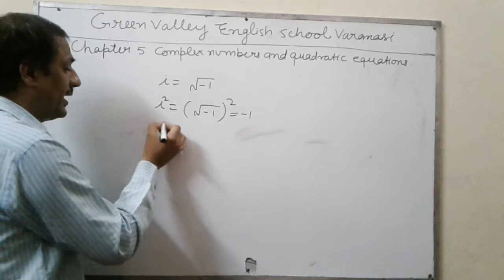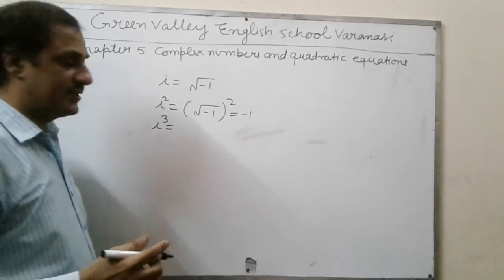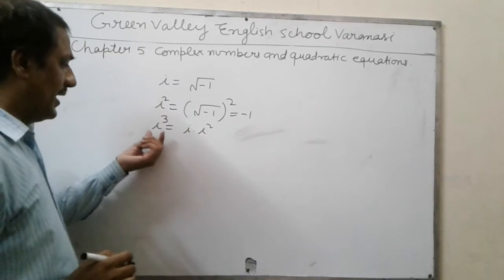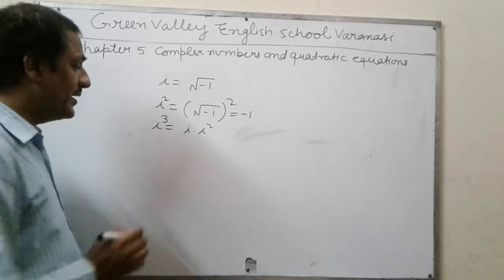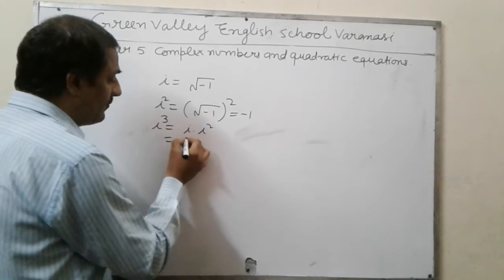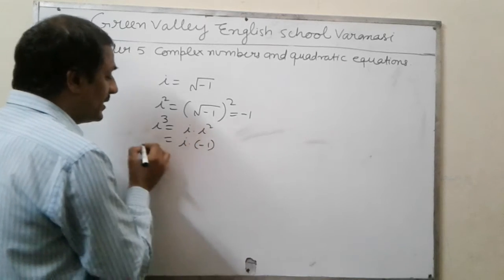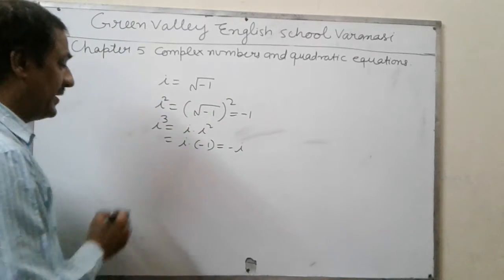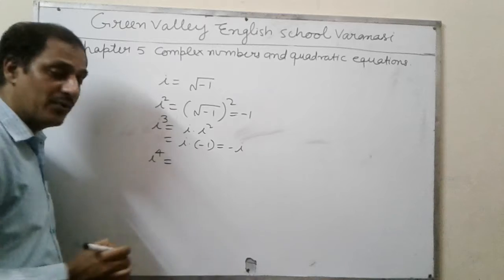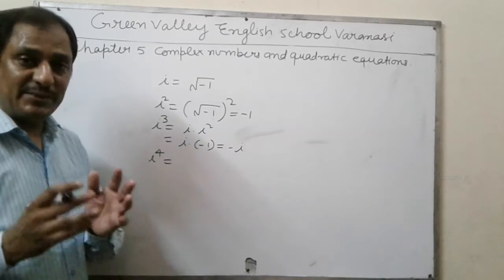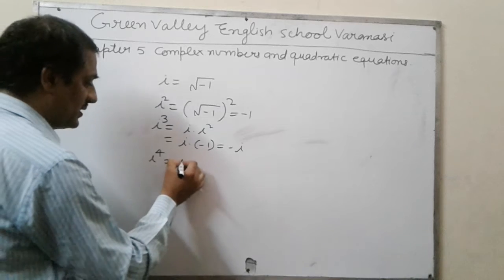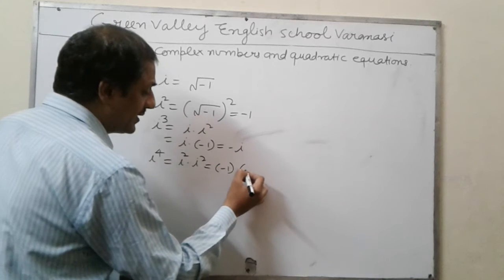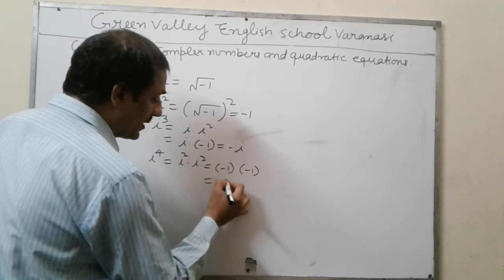Now i cube, the value of i cube is equal to what? i cube is equal to i into i square, and we know that the value of i square is minus 1. Now the value of i cube will become minus i. i cube is equal to minus i, and i power 4 equal to what? We can write i power 4 as the product of i square into i square. i square is minus 1 and i square is also minus 1. Now it will become plus 1.